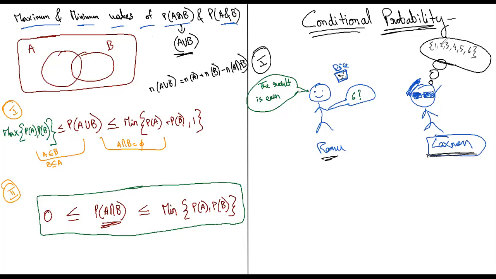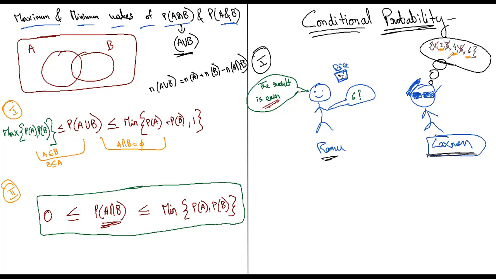The sample space will change. You'll think: he told that it is even, and Ramu does not lie, okay? He told it is even, then definitely it cannot be 1, 3, 5. That means we can eliminate these three things from the sample space. So in other words, now the answer can be either 2, 4 or 6 because these are the only even possibilities. So out of 2, 4 and 6, you have to choose something.